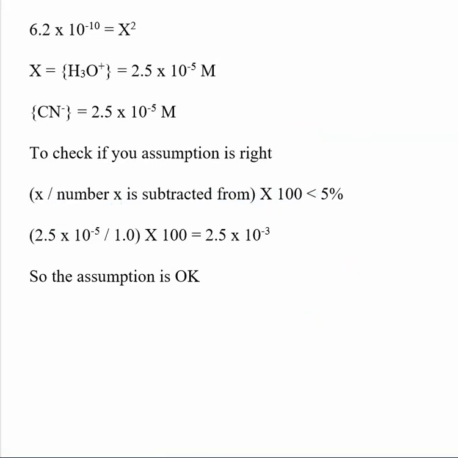So in this case, our X value was 2.5 times 10 to the minus fifth. We assumed X was small compared to 1. When I do this calculation, we get a value of 2.5 times 10 to the minus third, which is much less than 5%, so the assumption was okay.